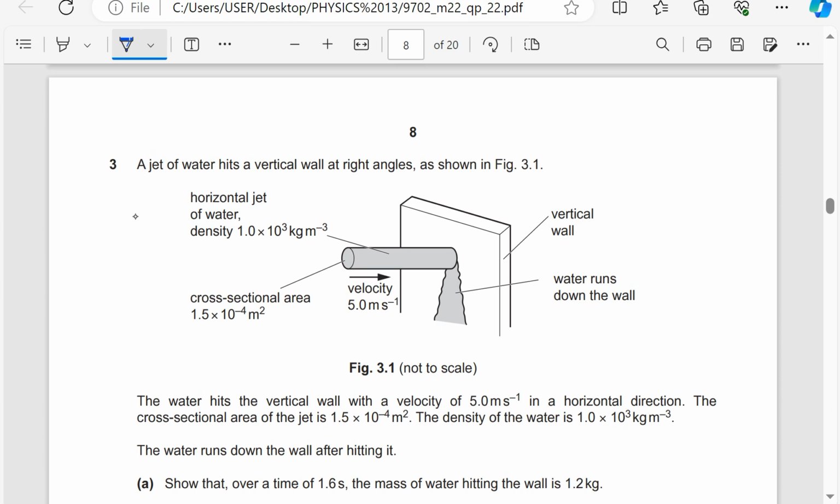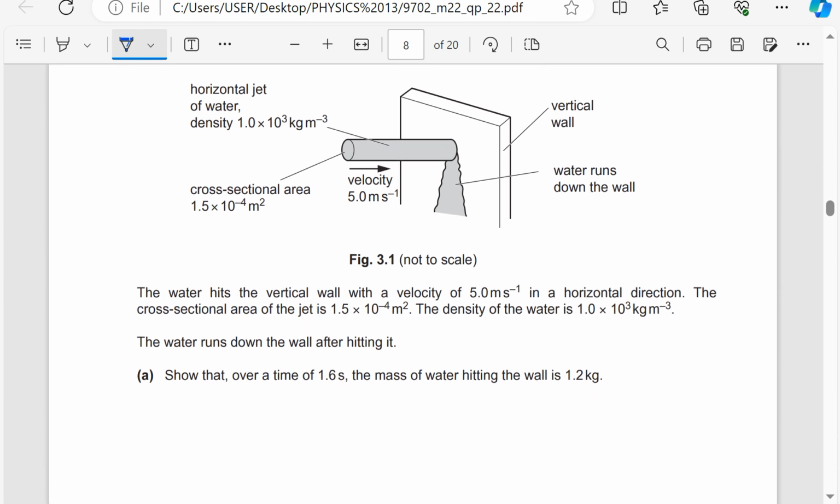Question 3. A jet of water hits a vertical wall at right angles as shown in the figure. Horizontal jet of water, the density is given, the cross-sectional area is given, the speed is given. Let's say when it hits, it runs down the wall. So let's say at the point of hitting here, the final velocity will be 0. The water hits the vertical wall with a velocity of 5 meters per second. Then, of course, it goes to 0. The velocity rapidly goes to 0.